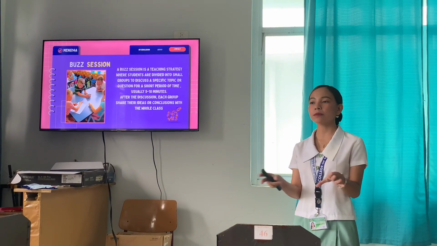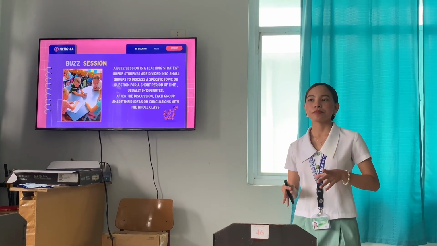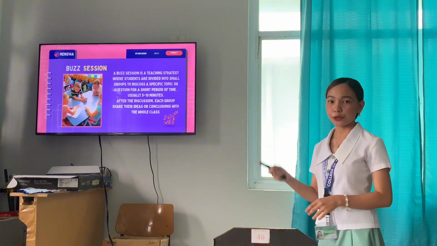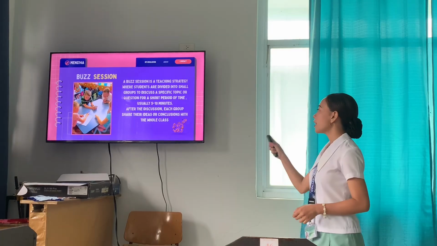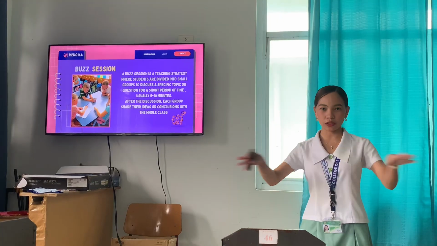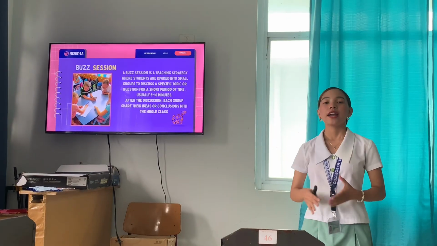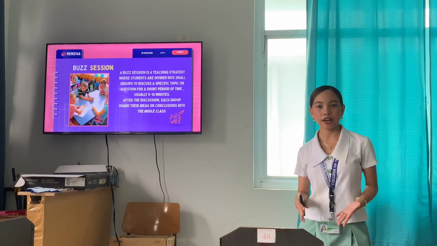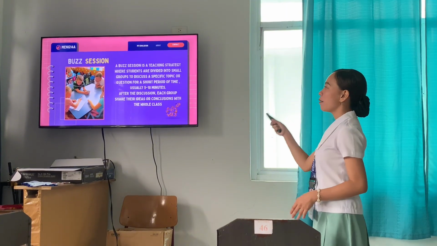So there is only a short period of time where they can interact or share their ideas within their group, usually 5 to 10 minutes. After the discussion, each group will share their ideas or conclusions with the whole class. So as you can see, there is a difference between the group discussion and the buzz session, where in the buzz session, each member or student will share what they have learned in that group with the whole class. So that is a buzz session.